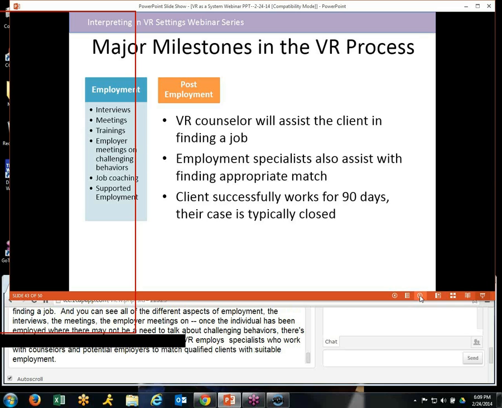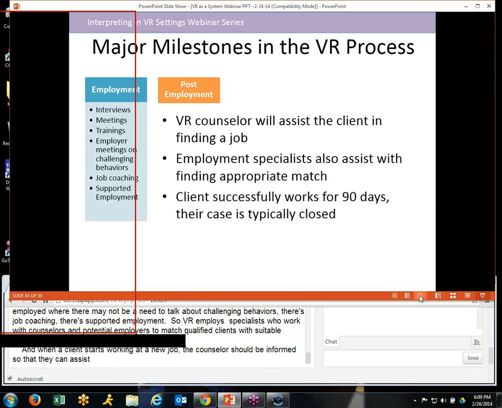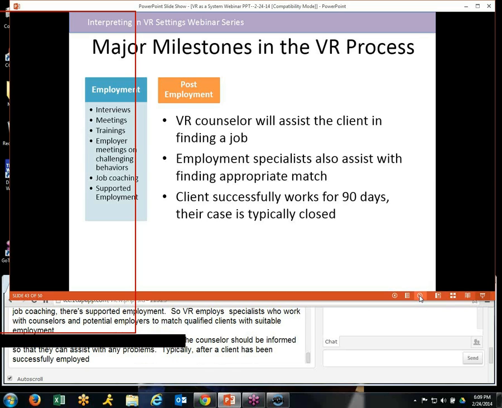And when a client starts working at a new job, the counselor should be informed so that they can assist with any problems. Typically, after a client has been successfully employed for about 90 days, their case will be closed. Next slide.